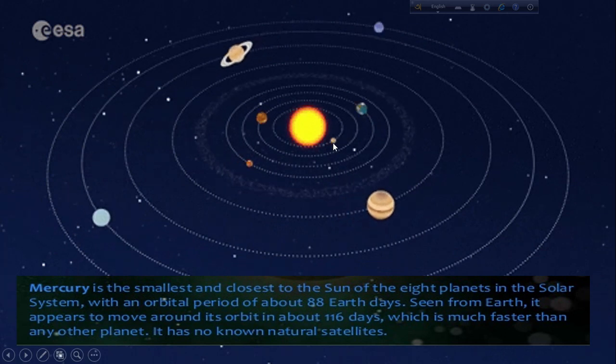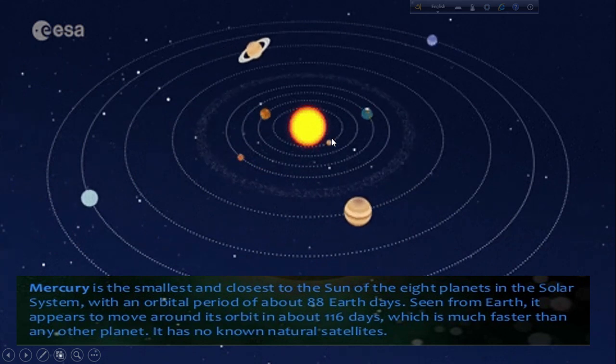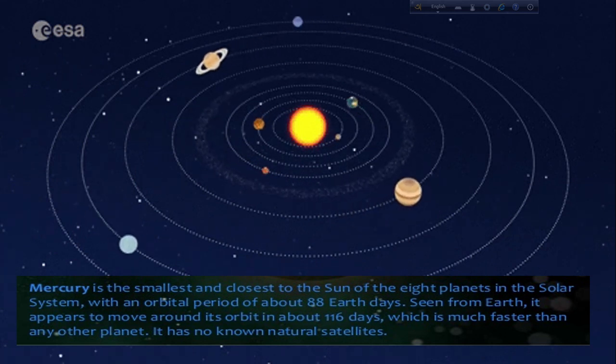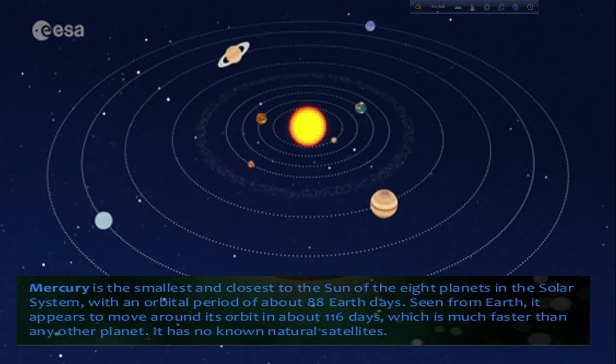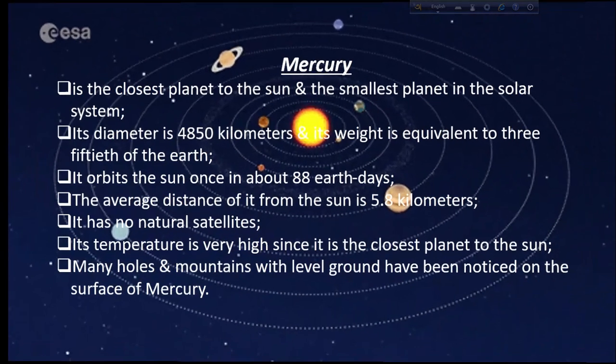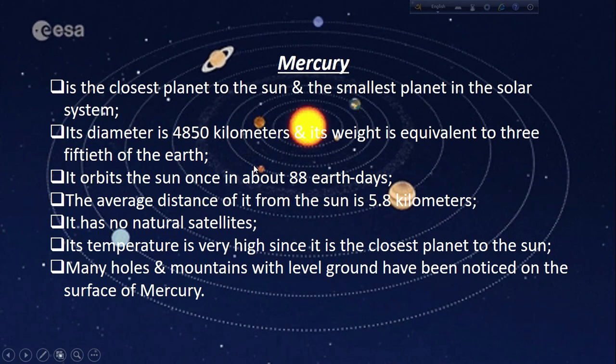This is Mercury and it is the closest planet to the Sun. Seen from the Earth, it appears to move round its orbit in about 116 days, which is much faster than any other planet. It has no known natural satellites. Some major features of Mercury you should know: Mercury is the closest planet to the Sun and the smallest planet in the solar system.